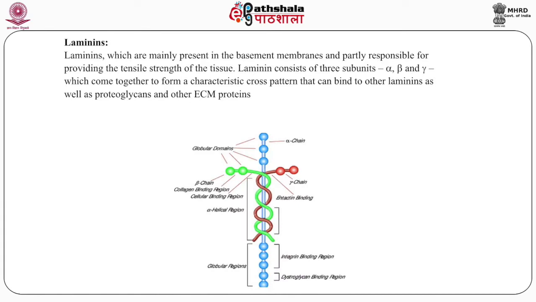Now, the last in these groups are laminins. These are mainly present in the basement membranes and partly responsible for providing the tensile strength of the tissue. Laminin consists of three subunits, alpha, beta and gamma, which come together to form a characteristic cross pattern that can bind to other laminins as well as proteoglycans and other ECM proteins.